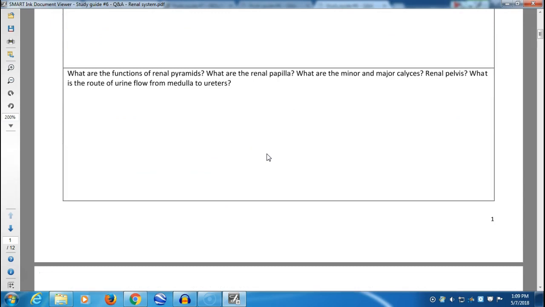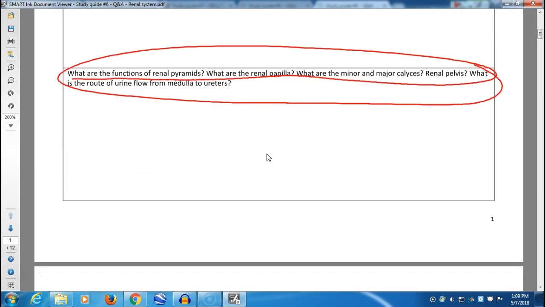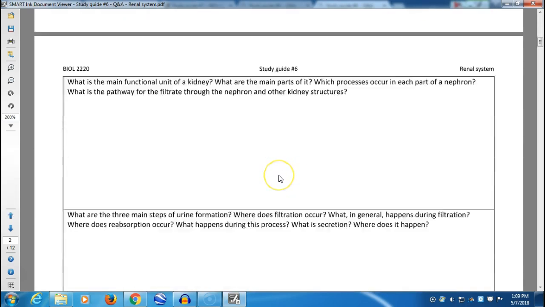Renal pyramids. We got this just out, okay? So this is the pathway I told you about. Know this pathway. I promise there will be a question about it. The path of kidney flow.